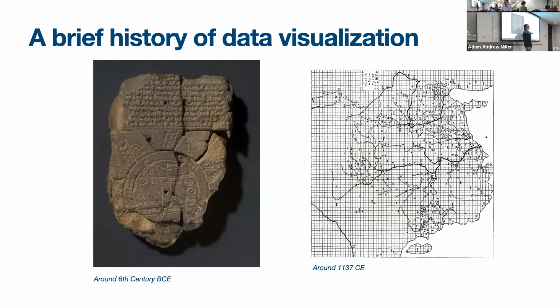This is also a map of the world. In this case, this is from China, quite a bit later. This is also an early example, right? So early data visualizations were a lot of times about depicting the universe, allowing people to navigate and interpret their place.